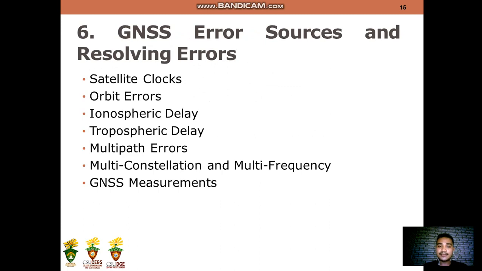For topic 6, we'll talk about GNSS error sources and resolving the errors. We're going to discuss the satellite clocks, the orbit errors, ionospheric delay, tropospheric delay, multipath errors, multi-constellation and multi-frequency, and the GNSS measurements.